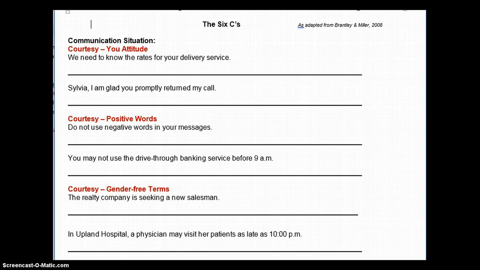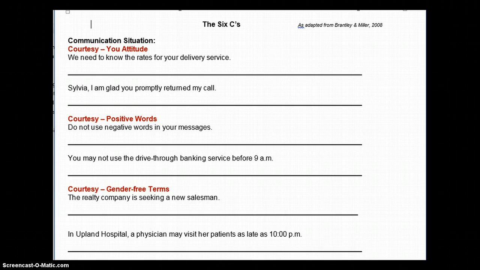As a review for the C of courtesy, the following are some examples that you may rewrite. For example, in order to have the you attitude, rather than saying, we need to know the rates of your delivery service, you can see the word we needs to be taken out so that you follow the you attitude. So another way to write the sentence is to say, please send the rates for your delivery service.